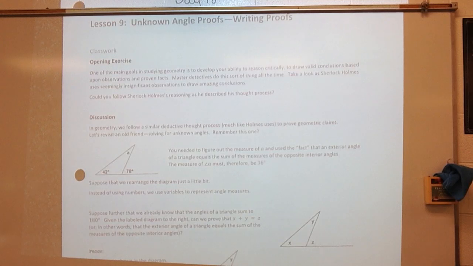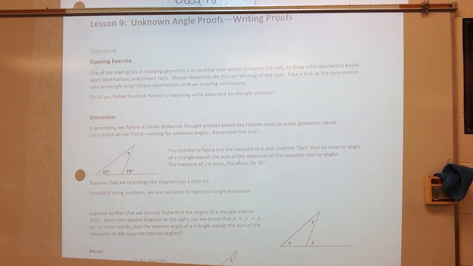Let's revisit an old friend, solving for unknown angles. Remember this one? You needed to figure out the measure of A and use the fact that an exterior angle of a triangle equals the sum of the measures of the opposite interior angles. The measure of angle A must therefore be 36 degrees. All we did was do 78 minus 42 to give us the measure of angle A.